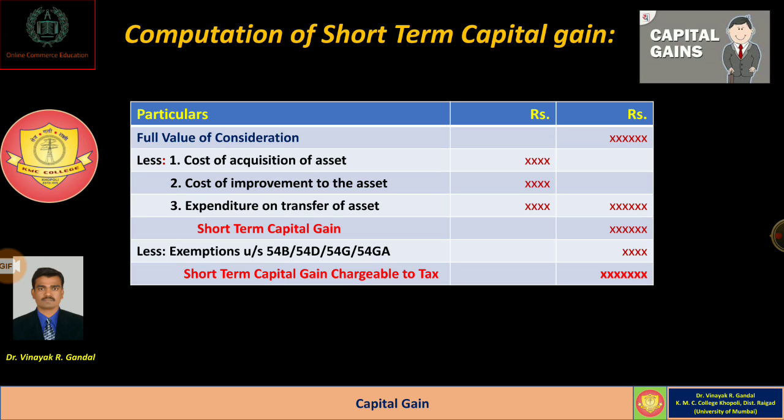And after allowing exemption under Section 54, we get the short-term capital gain which is chargeable to tax at a flat rate of 15%. Means short-term capital gain is always chargeable to tax at a flat rate of 15%. Okay.